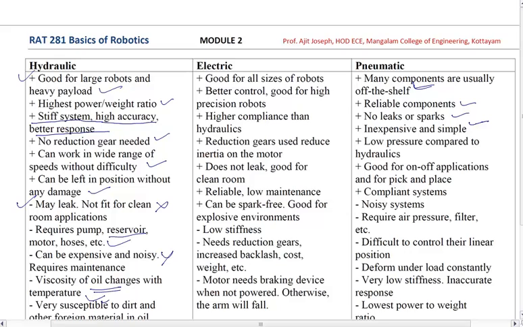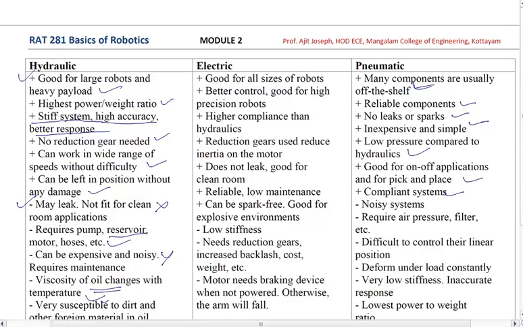And as far as hydraulics is concerned, this operates at a lower pressure, but obviously because of which the power it delivers is not that good. It works at low pressure, and it is very good for applications which require rapid on and off and pick and place, and the system is very compliant.